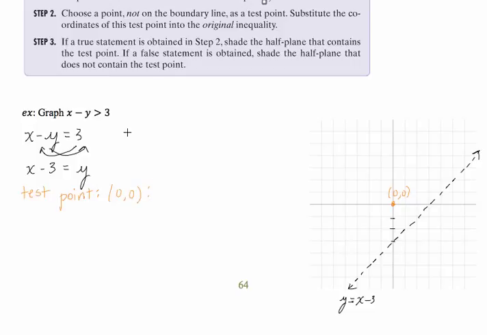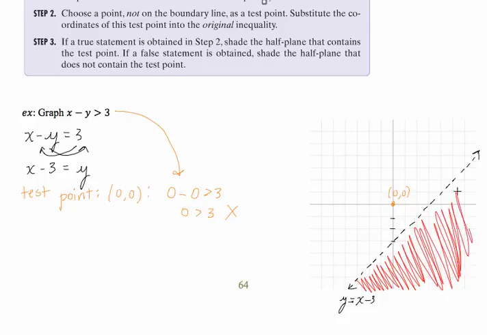Now if I plug that into this original inequality, not the equality where we changed the sign, but the original problem, I would get 0 minus 0 is greater than 3. Well, 0 is definitely not greater than 3. That's false. So that means any point on the other half of the plane, so any point down here, should make it true. So we're going to shade in this half of the plane. Okay, your shading should look a little bit neater than mine since I'm trying to do this digitally. Any point down here will make the inequality true.